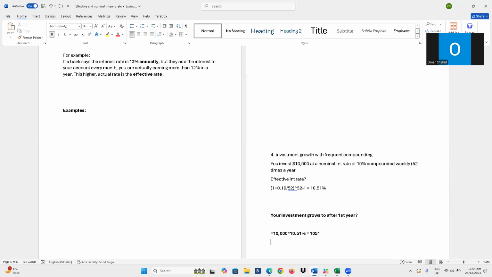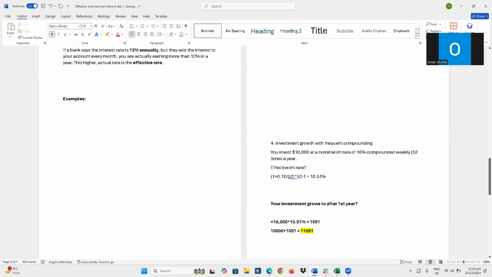So this 1051 will be added to the principal amount. Our principal amount was 10,000. So we add this 1051 and we will get 11,051. So this 11,051 is the amount to which our investment will grow after the first year. This is the answer. That's how we calculate.